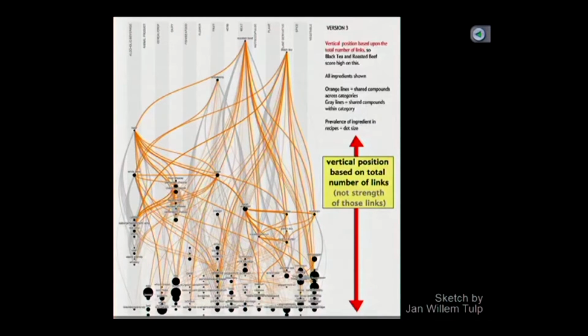This option was our favorite. Vertical position is based upon the total number of connections to other ingredients, not the strength of those links. The blue outlined circles that originally held that information were no longer needed.